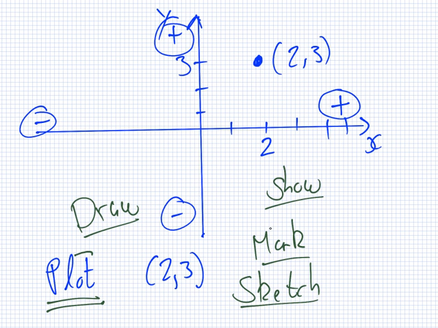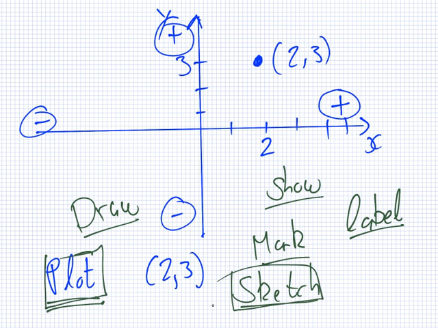What else? Anything else we can think of? You said, what did you say? Mark? Wasn't point? Yeah, something not quite point, but something that has sort of the same meaning. Label. Yeah. Anyways, for the exam, really it's these two, plot and sketch, which are used.